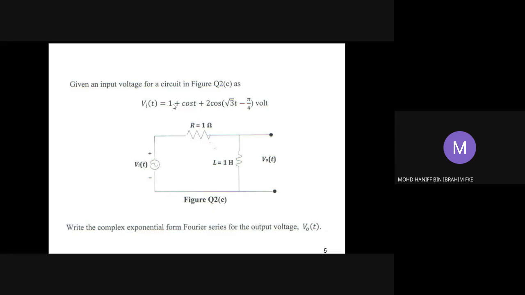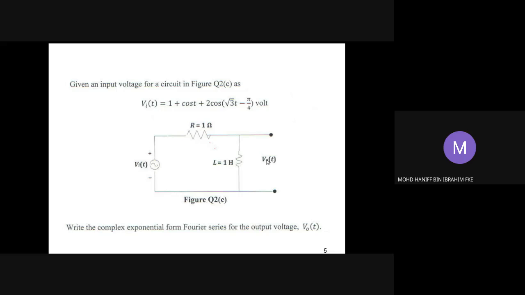So for all values of omega that we have identified just now, you have to calculate the response, or the V naught(t) measured across the inductor. So that should be the thing that you have to do now. I repeat, for every frequency value that we have, which includes 1, cos t, and 2 cos(√3 t minus π over 4), you have to find out each response individually. Okay, so that's the first thing. And finally, once you have obtained the responses, only then do you add them together to give the final V naught(t). Okay then, let's have a look at the solutions.